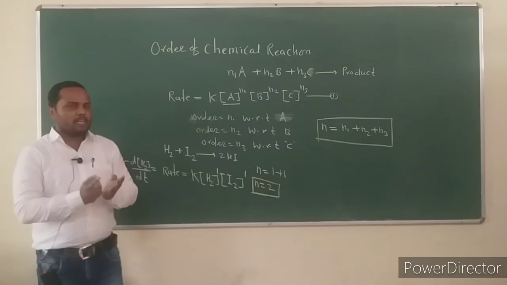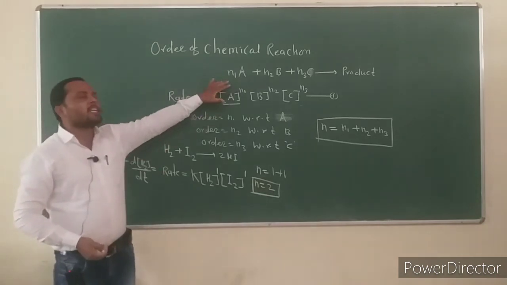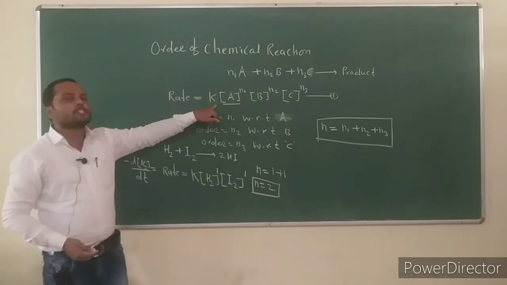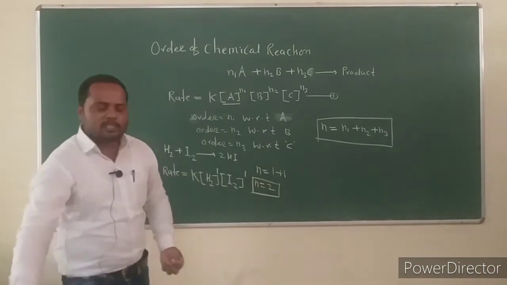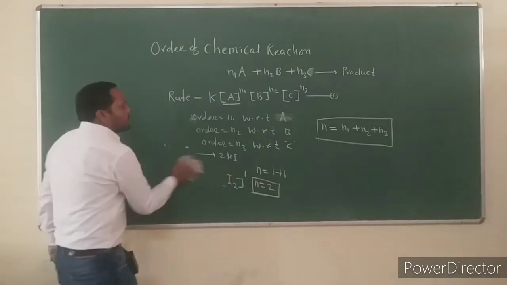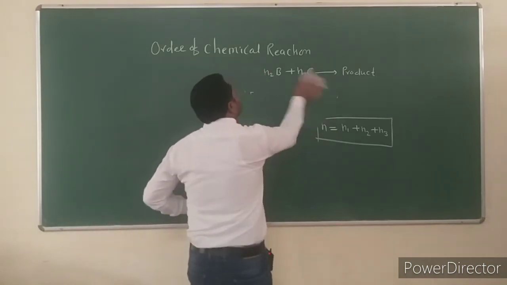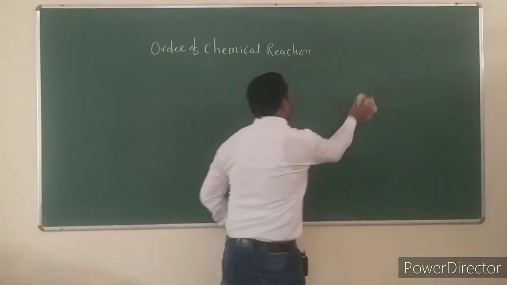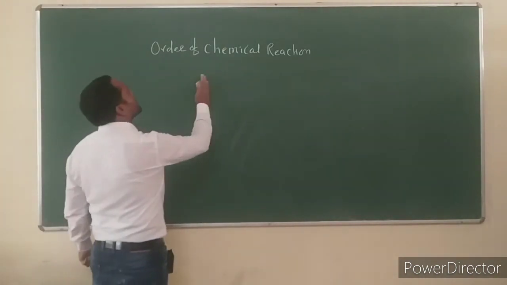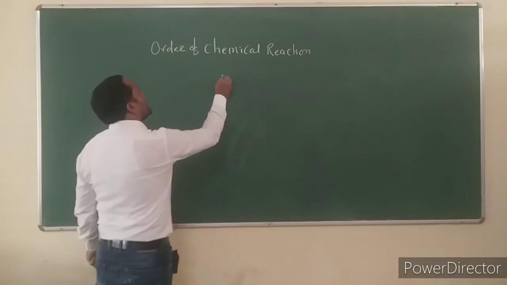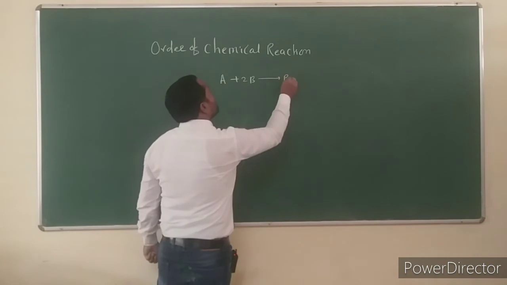We can determine it with the help of an experiment. For a given chemical reaction we can write the rate equation, and the order is obtained from the rate equation. Consider some examples. Consider the example for order of reaction: A plus 2B gives product.